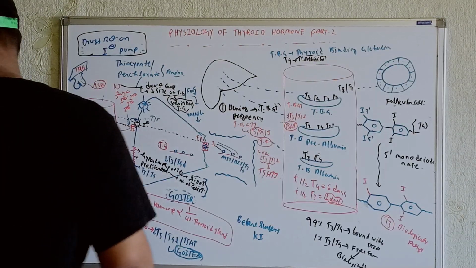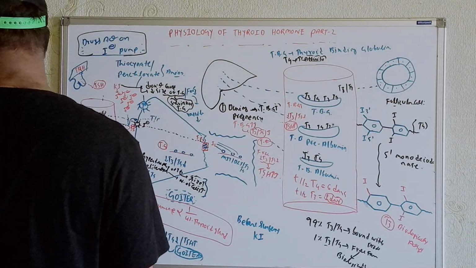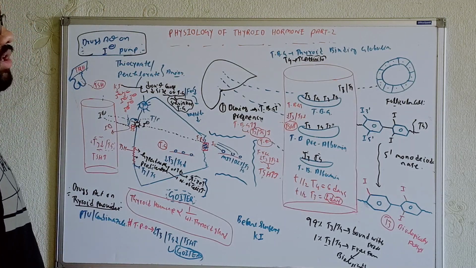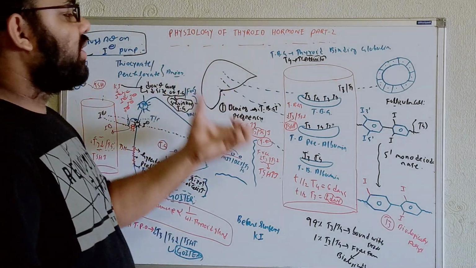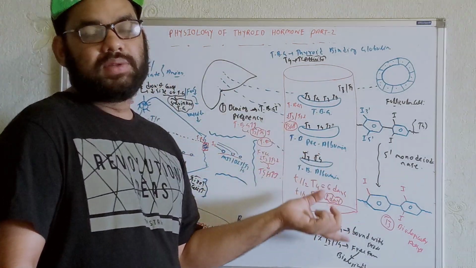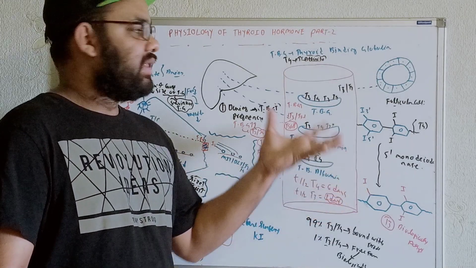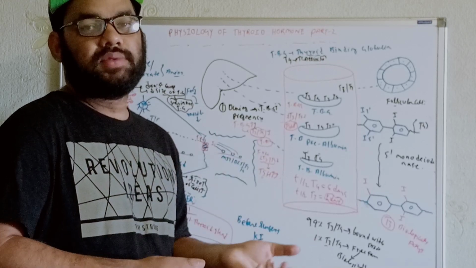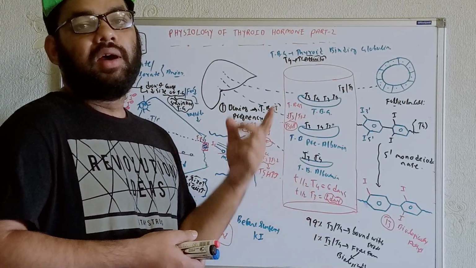So this was all about the physiology of thyroid hormone part 2. In the next part of the video, we'll talk about how the pituitary and the hypothalamus control this whole process, how they regulate the secretions, and different kinds of molecular mechanisms within the cells. We'll talk about it in the next videos.